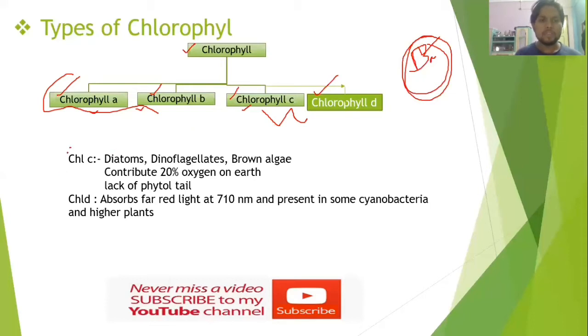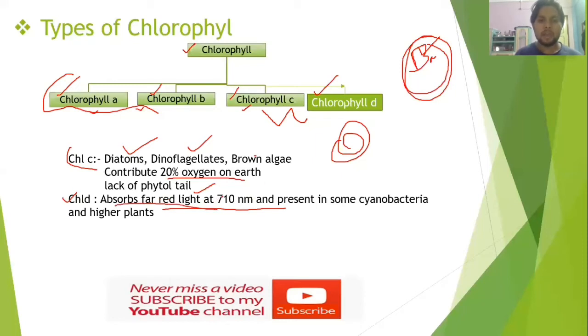So chlorophyll C, you can see in diatoms, dinoflagellates, and brown algae, and they contribute 20% of the oxygen on the earth, and they don't have a phytol tail. I will tell you about the phytol tail. What is it? And chlorophyll D absorbs far red light, that is 700 nanometer. Like absorbance of light.